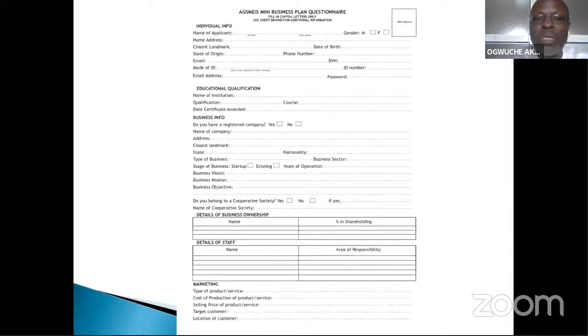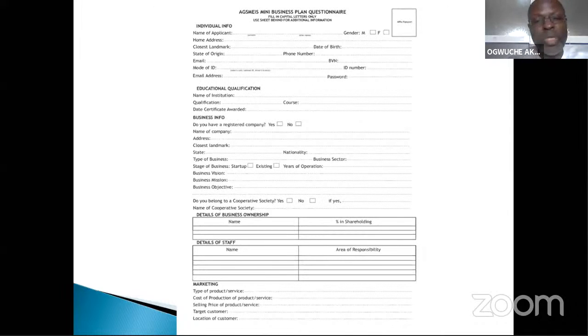Email address, and then password. You can leave the password out now. When we're developing the business plan, we will be able to generate a new password for that purpose. Educational qualification, which is the second section. Here we're asking for the name of the institution you attended, the qualification acquired, the course you read, then the date the certificate was awarded, not necessarily in terms of day and month. If you're able to just give the year, say 2000, 2003, 2005, or thereabout, that will suffice.